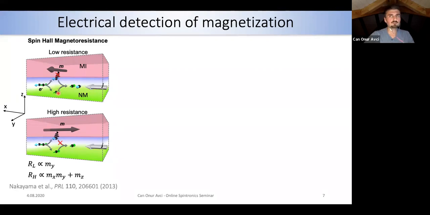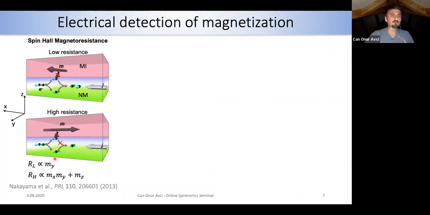Due to the spin dependent scattering, you will have a spin current transverse to the charge current that is running. And that spin current will interact with the magnetization of this magnetic insulator. Even though there's no current going into the magnetic insulator, the resistance of this platinum will depend on the magnetization direction of the insulator. Therefore, in the longitudinal measurement scheme, when you measure a longitudinal resistance, the resistance will depend on the Y component of the magnetization, taking into account this coordinate axis.